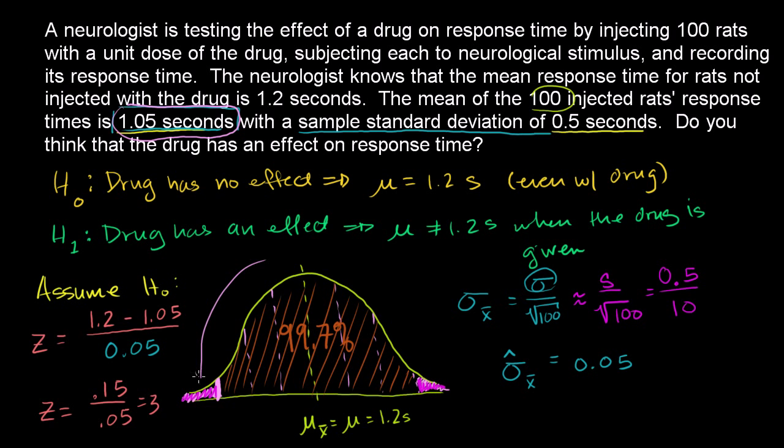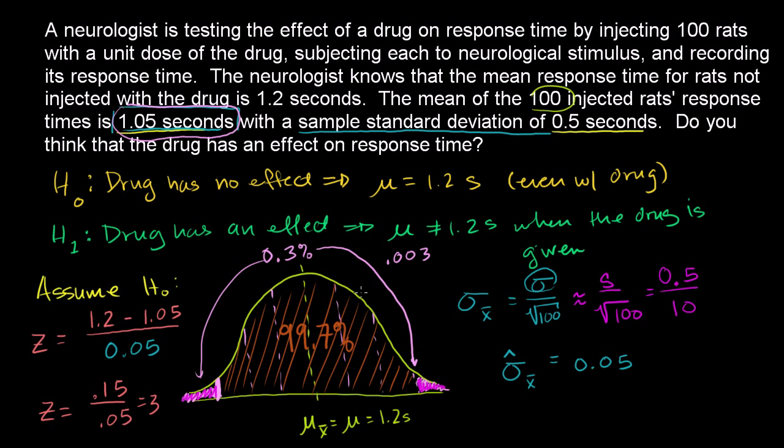So both of these combined are 0.3%. Or if we wrote it as a decimal, it would be 0.003 of the total area under the curve.